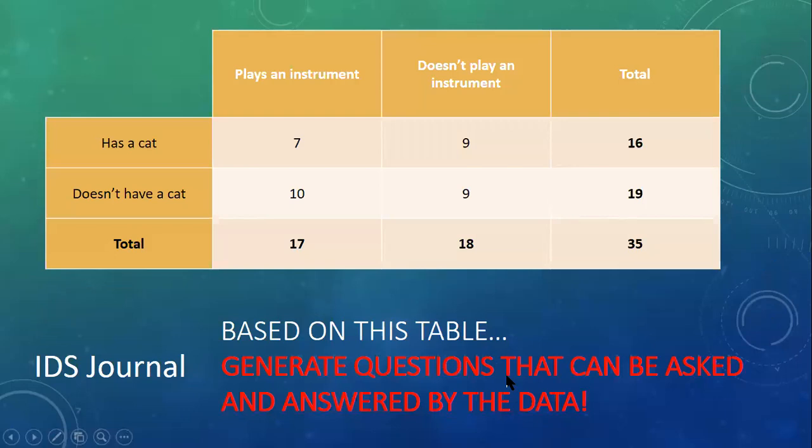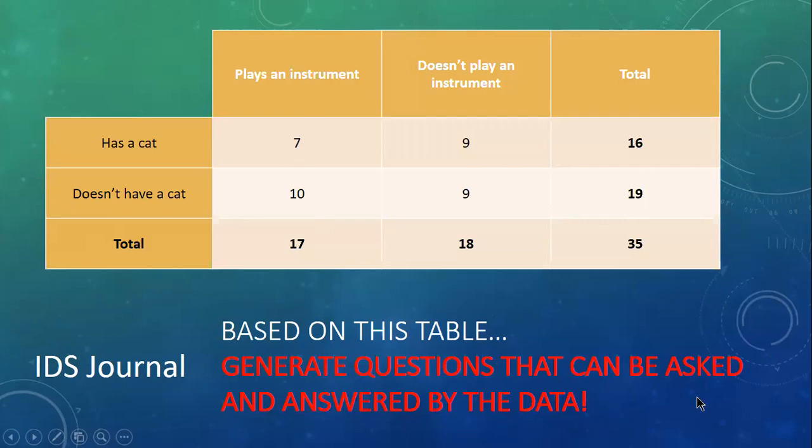I want you guys to generate questions that can be asked and answered by the data. So what kind of specific questions can you actually ask that this data is actually answering? So this is going to be our IDS entry for the day. So I want you guys to go to your section 3 IDS journal. You should see under lesson 16 this table right here, and you should see this direction right there. It says generate questions that can be asked and answered by the data.